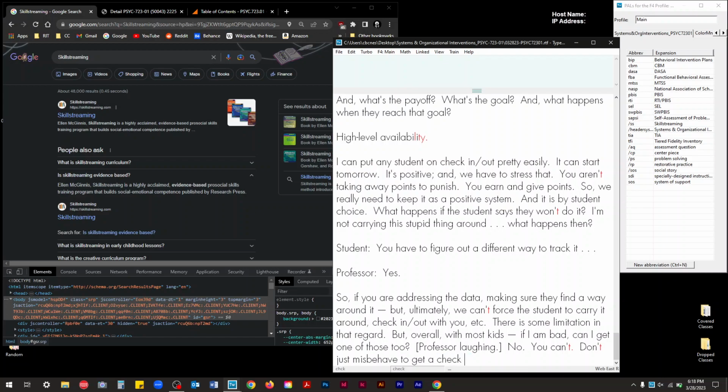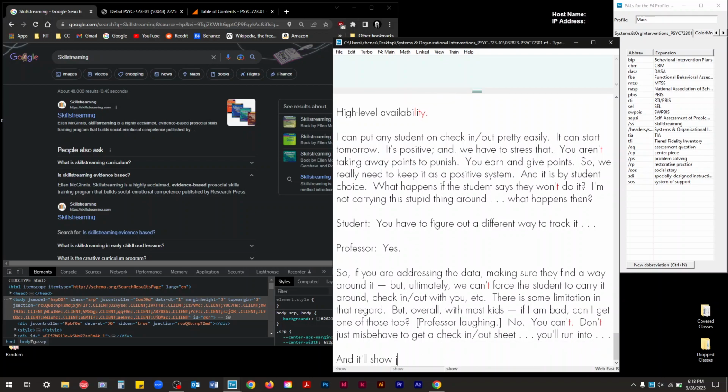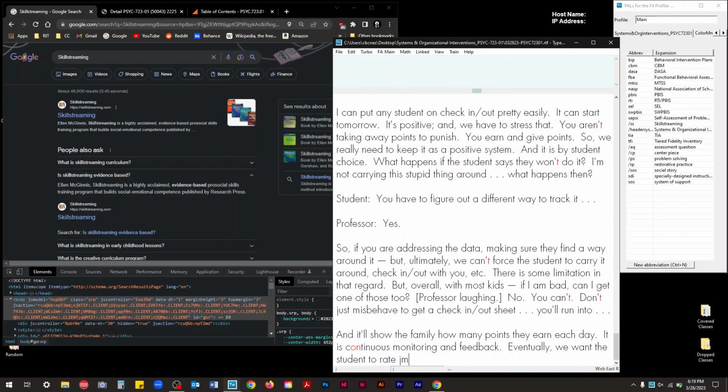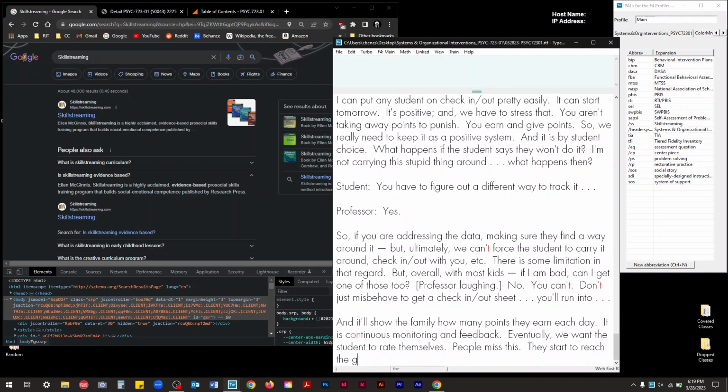It's also built-in communication with families, if they see how many points their student earned that day. It really helps build and maintain relationships. You get that continuous monitoring and feedback. And at some point, we want the student to be able to rate themselves. We want to be able to fade this. This is the part that a lot of people miss: once students start really reaching their goal, we can just end it. You can fade it so the student starts monitoring their own behavior.